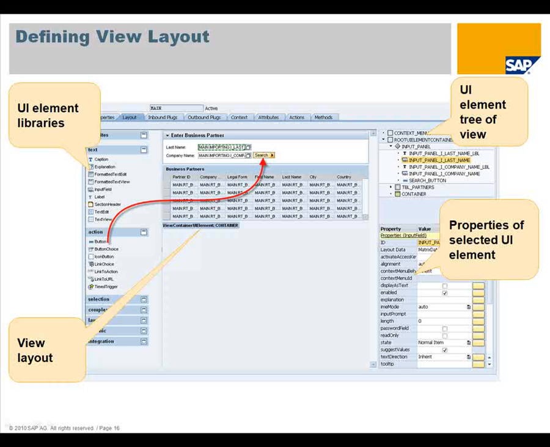I can right mouse click on a UI element and embed another UI element underneath it in the hierarchy. You can drag and drop and reorder and move things around. You can delete groups of objects and do all that from the tree.